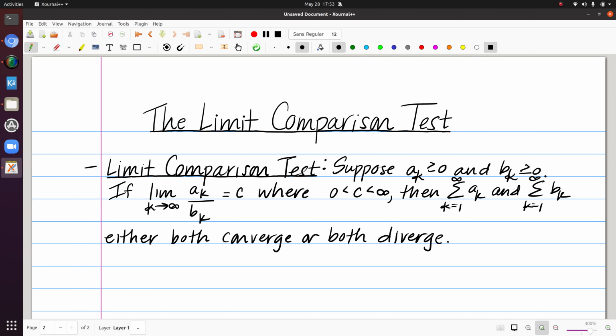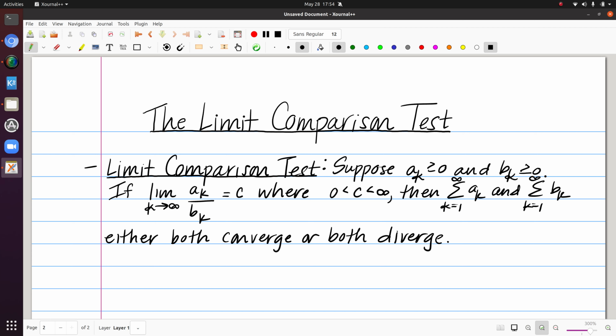We've talked about the comparison test, and at the end of that video I indicated that there might be instances where it really feels like the comparison test is the correct one to use, but our inequality doesn't face the direction that we would like. And in that case, it's often a good idea to continue with the same two series that you're trying to compare with terms a sub k and b sub k, but instead apply the limit comparison test.